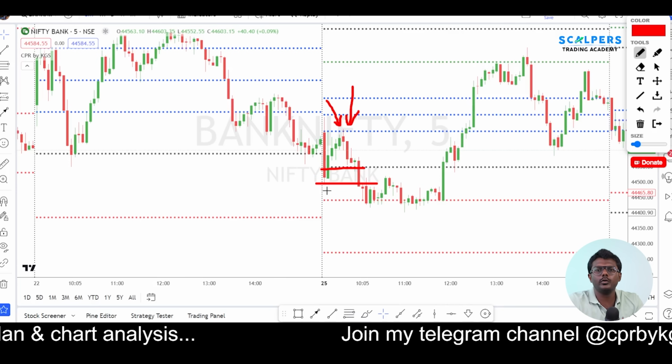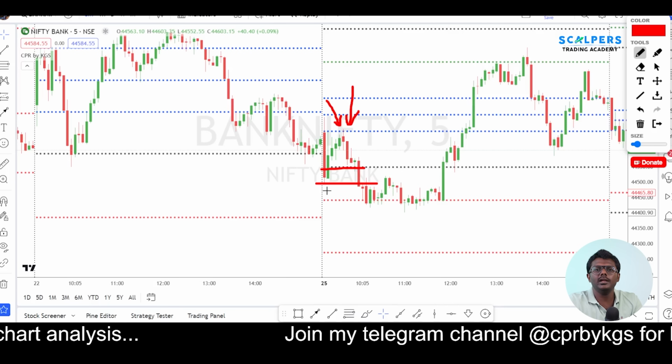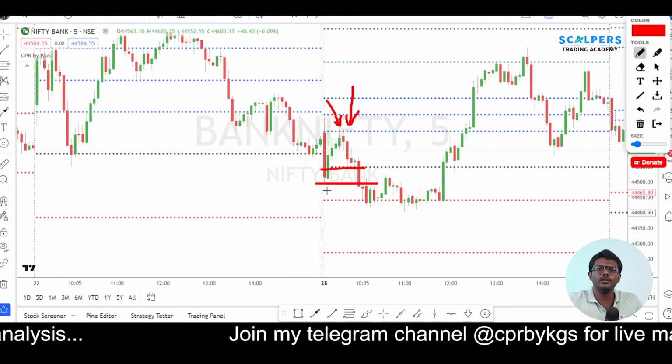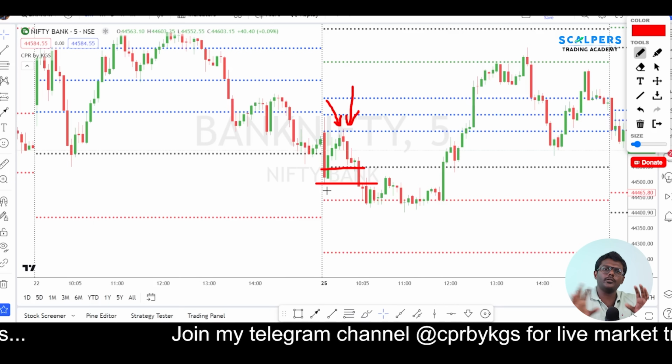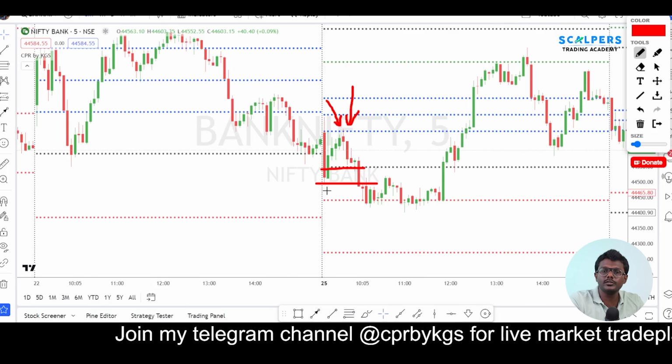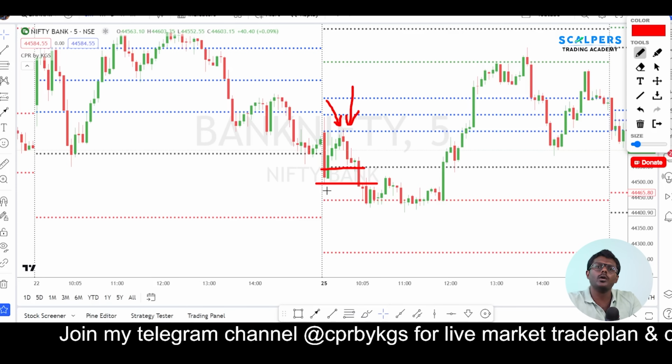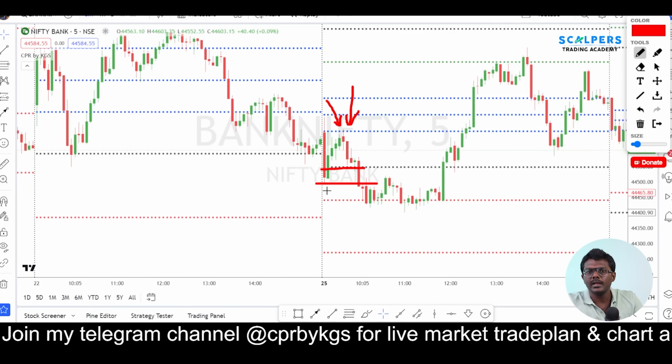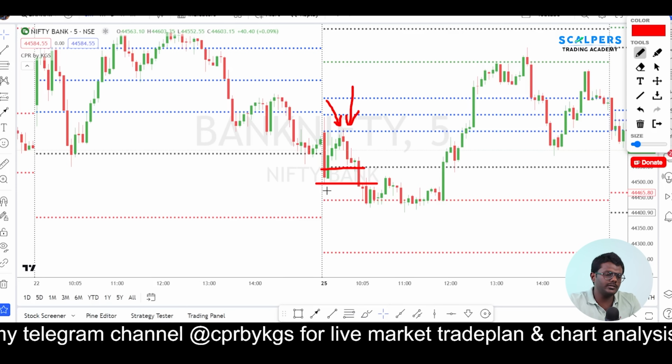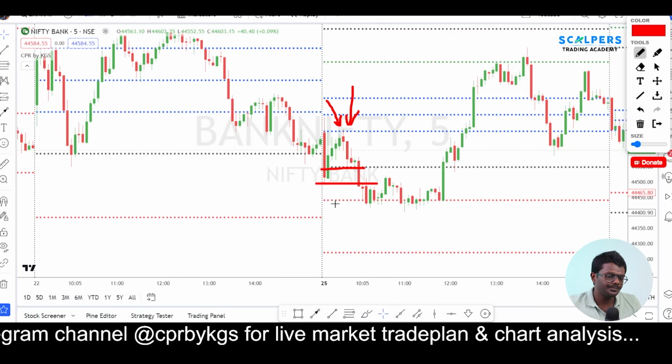So in these kind of situations, the main thing which I will focus is reducing the quantity size. Okay, instead of 10 lots, you have to go for 5 lots. Instead of 2 lots, you have to go for 1 lot. Okay, based on your capital, based on your position sizing, you have to follow this rule.